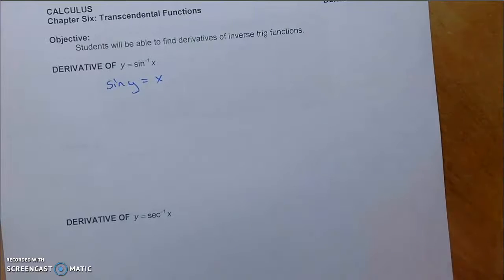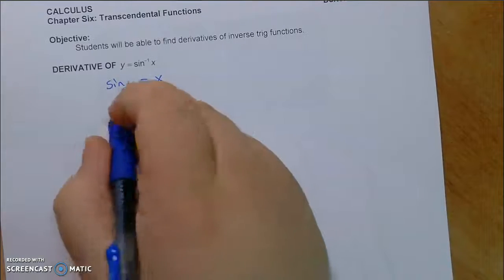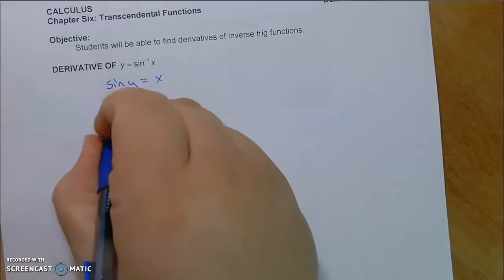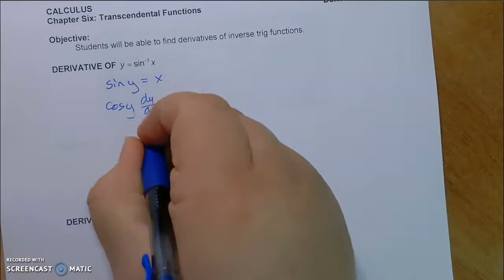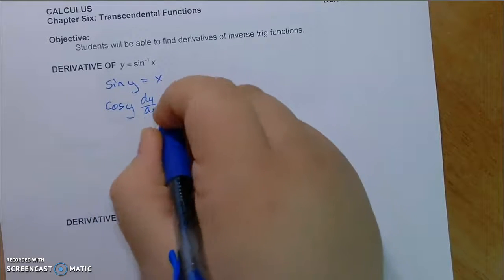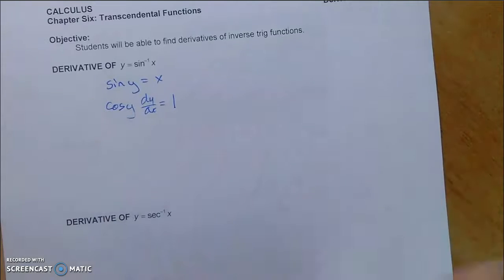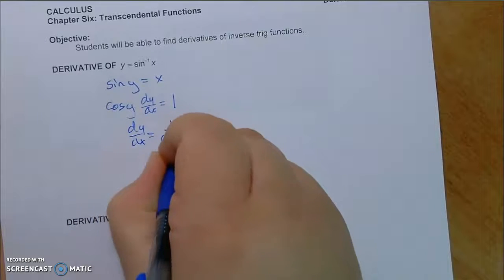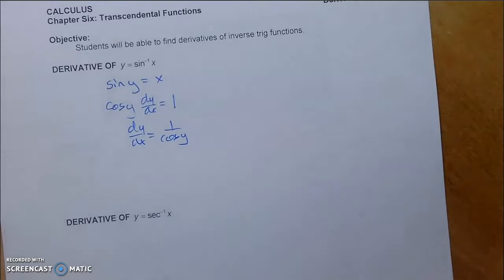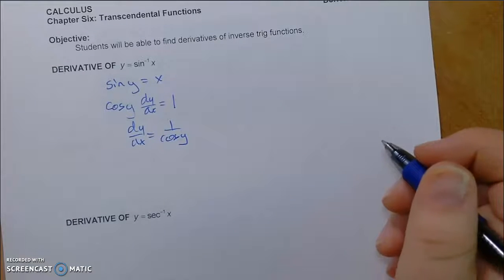Well, now we can take the derivative implicitly. The derivative of sine y is cosine y dy/dx. That's what we're looking for, the change of y over the change of x. The derivative of x is 1. So dy/dx equals 1 over cosine y. Well, that's hunky-dory, except I wanted that in terms of x.